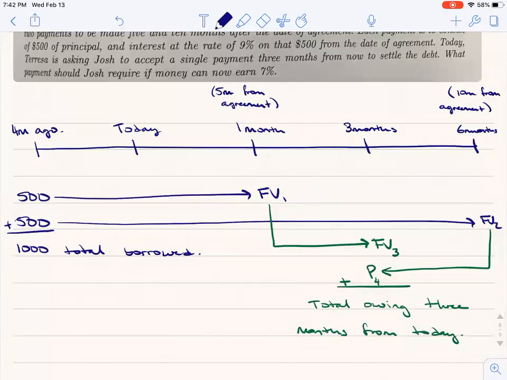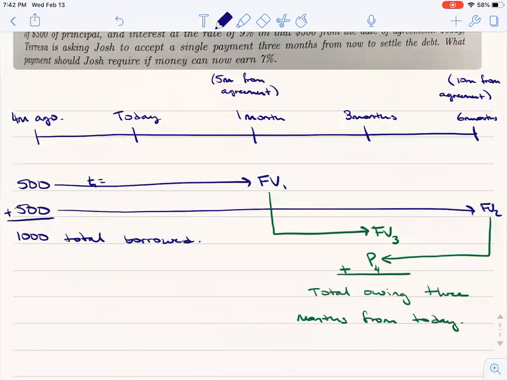We'll put the time on each of these arrows. Right, so the time, we've got T1. If you just do T, it's okay. The time between 4 months ago and 1 month from today is 5 months, right? Because it was 5 months from the agreement date. So the length of this arrow is 5 months, so 5 out of 12. The length of the second arrow is 10 months, so 10 out of 12.